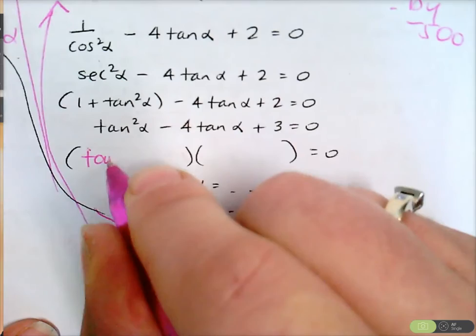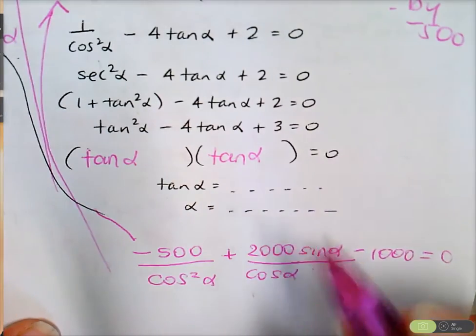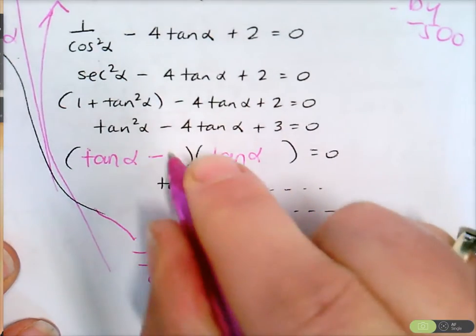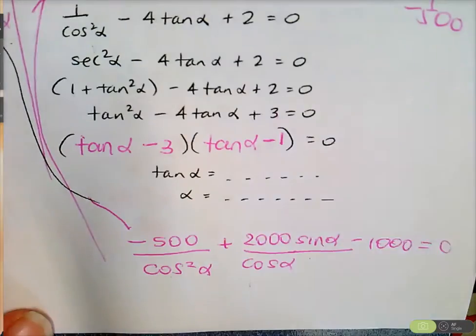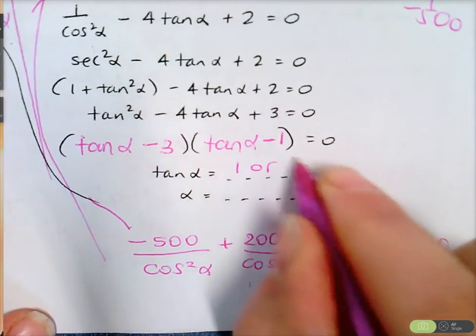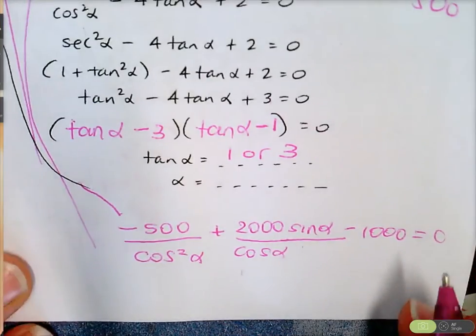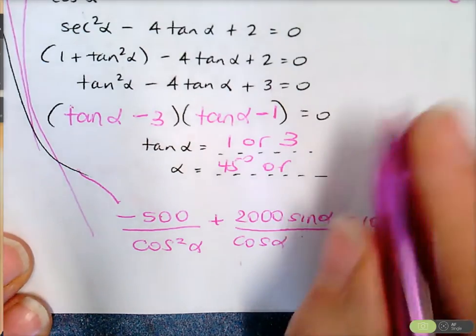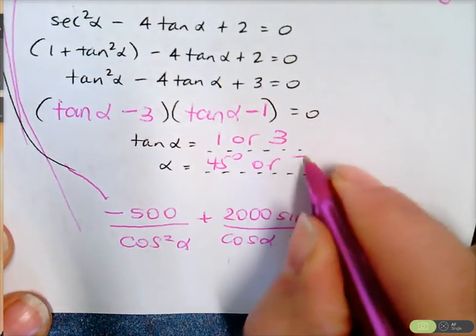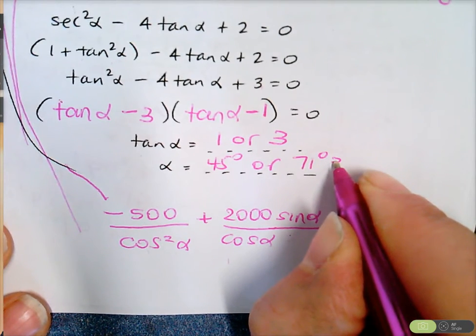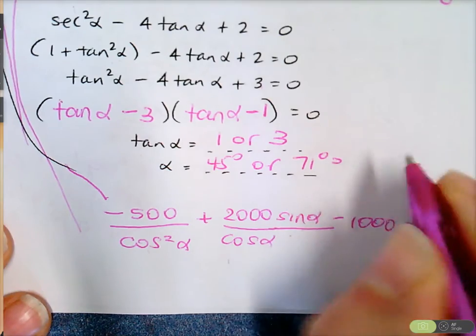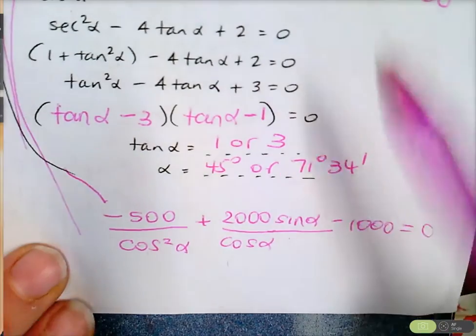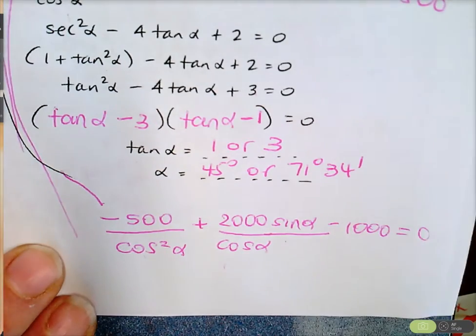So pretend that the tan alpha is an x. Can you factorize? Two numbers that multiply to give positive 3 but add up to give negative 4. Isn't it minus 3 minus 1? So therefore tan alpha is what? 1 or 3. So now tan of what is 1? 45, or shift tan 3: 71 degrees, 34 minutes. So girls, if you go at 45 degrees, you're hitting the target on the way up.